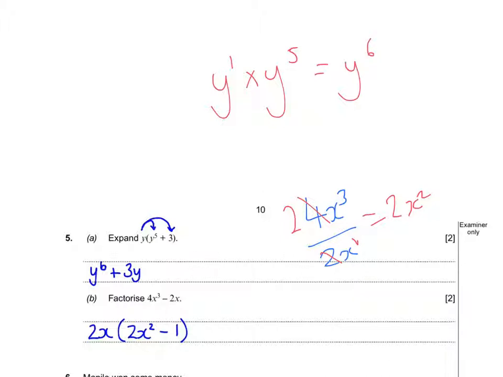And then the same thing here, you do 2x divided by 2x. Anything divided by itself is 1. Okay. The reason why it's minus 1 is because it was a minus there.